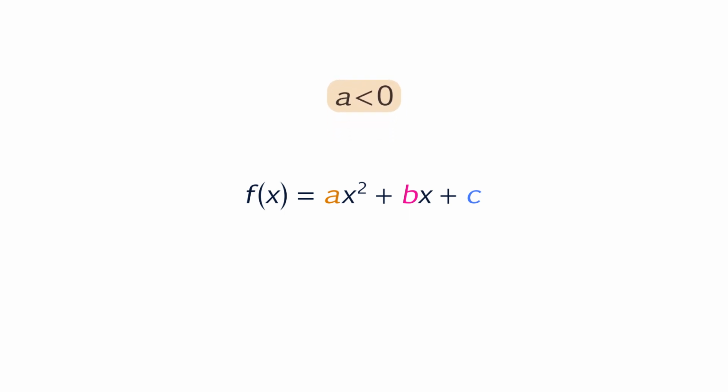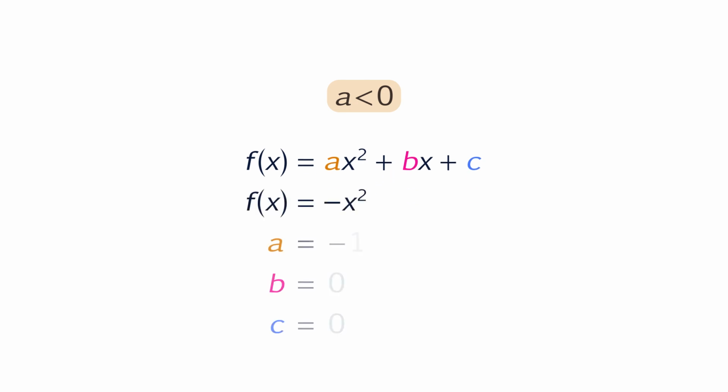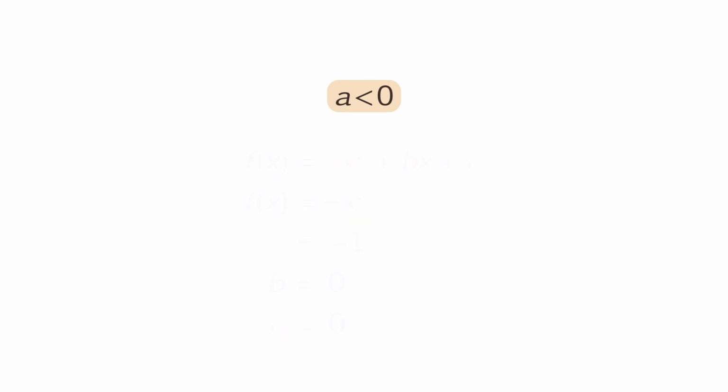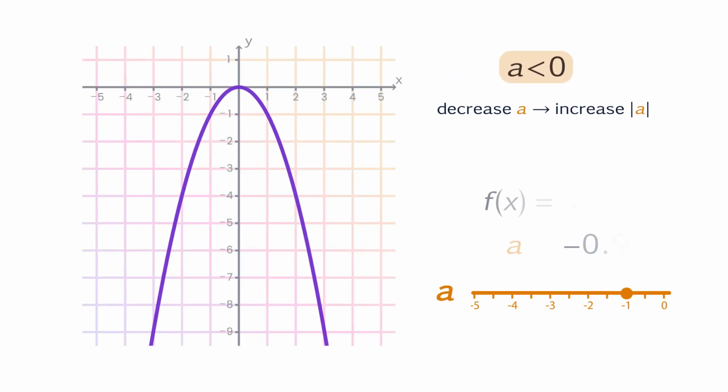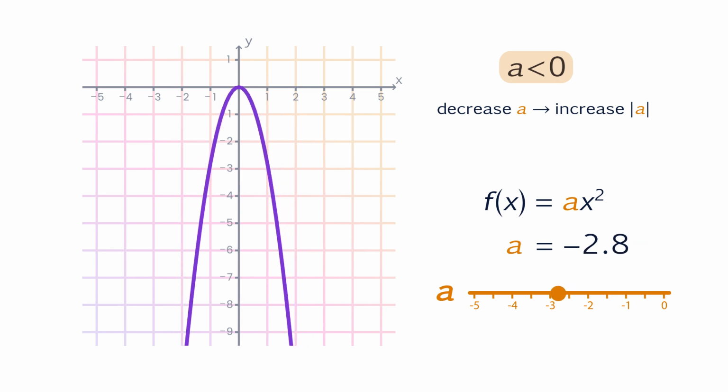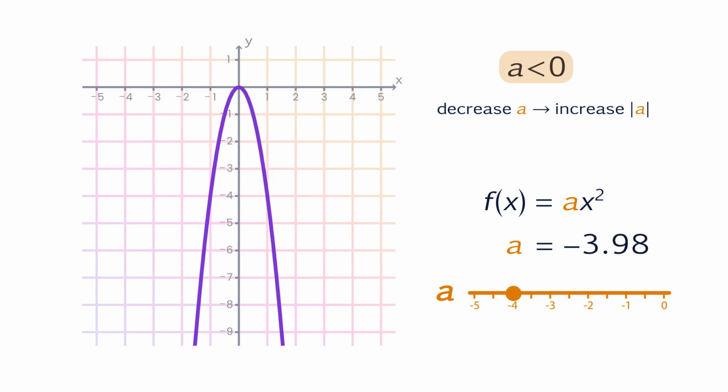Set a equal to -1 so that f of x is minus x squared. Because a is now negative, that means decreasing a would increase the absolute value of a. Let's take a moment to study this. The absolute value of -1 is 1. The absolute value of -2 is 2, and so on. This pattern continues forever. Let a decrease to -2, then -3, and keep going.